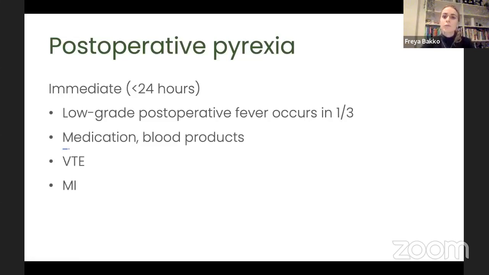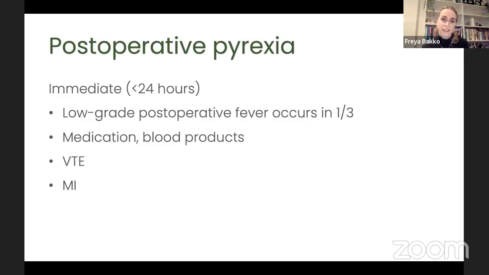So post-operative pyrexia will be quite a common thing you're called for. Immediate post-operative pyrexia, so this is any fever within 24 hours of surgery, is very common. It's usually a low-grade post-operative fever, and it occurs in about a third of operative patients. And this is just a result of inflammation post-surgery. It might be due to the medication or the blood products. So assess what medications they've had, assess the prophylactic antibiotics they've had, assess whether they've had any blood transfusions, and if they're having ongoing blood transfusions, it's important to recognise that this may be a transfusion reaction.